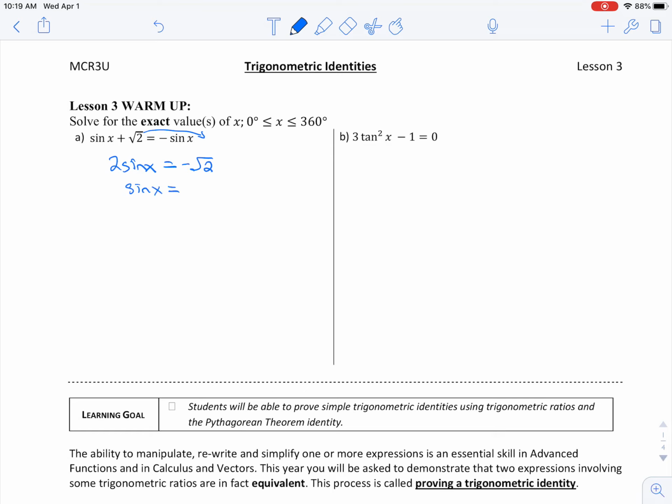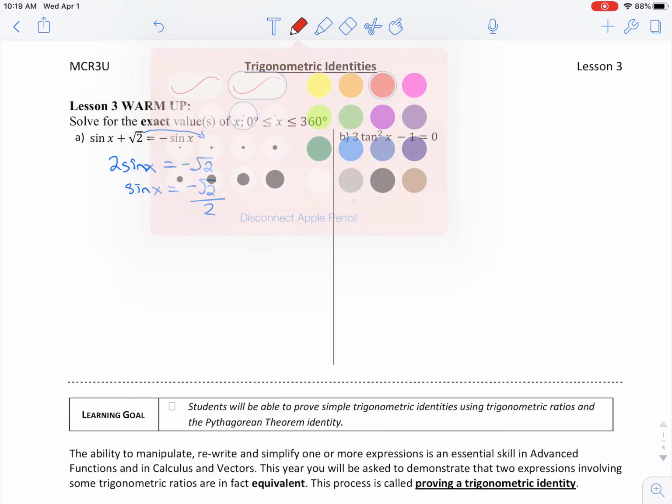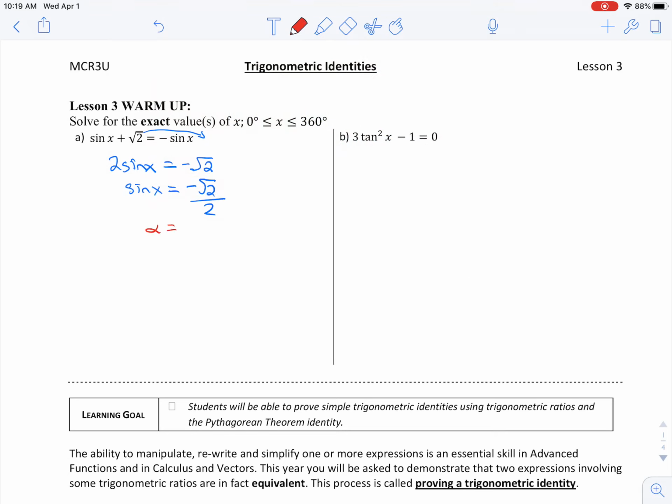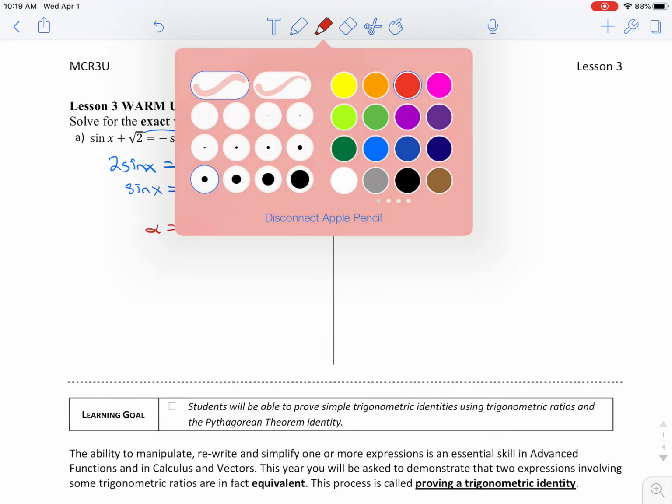And then I need to divide both sides by 2 because I've got 2 sine x's. So I have negative root 2 over 2. Great. So we now have it set up so we can isolate for x. So remember, if you think of your exact values, this alpha here, our related acute angle, is going to be 45 degrees because that comes from this guy, the root 2 over 2.